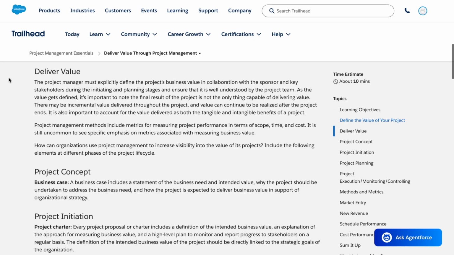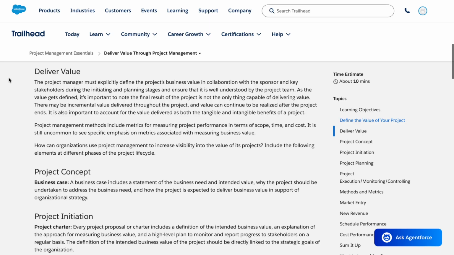The project manager must explicitly define the project's business value in collaboration with the sponsor and key stakeholders during the initiating and planning stages and ensure that it is well understood by the project team. As the value gets defined, it's important to note the final result of the project is not the only thing capable of delivering value. There may be incremental value delivered throughout the project, and value can continue to be realized after the project ends. It is also important to account for the value delivered as both the tangible and intangible benefits of a project.